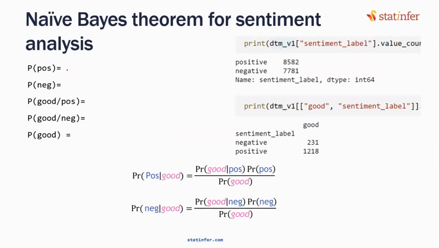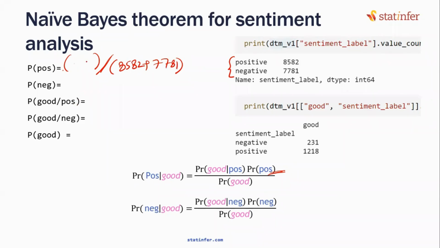First of all, find the overall probability of positive. Based on these numbers, can you tell me the probability of positive? When you're thinking of probabilities, first think of the denominator, the overall cases. Then think of the numerator, which is the favorable cases. Given any tweet, what's the probability that it is positive? How many overall cases, overall tweets, do you have? 8582 plus 7781. Does that make sense, all of you? Is that the overall cases?